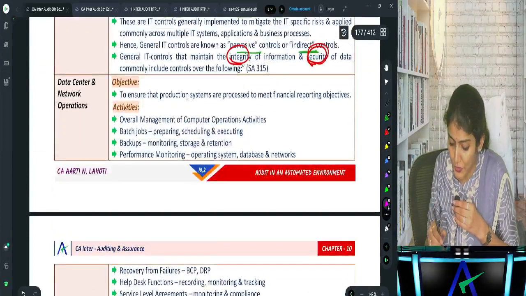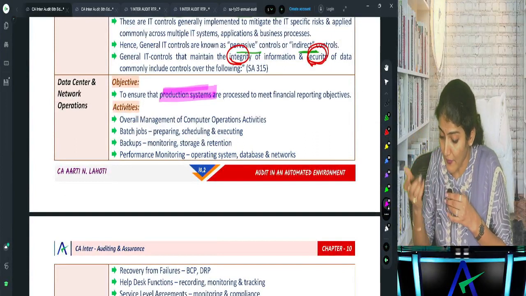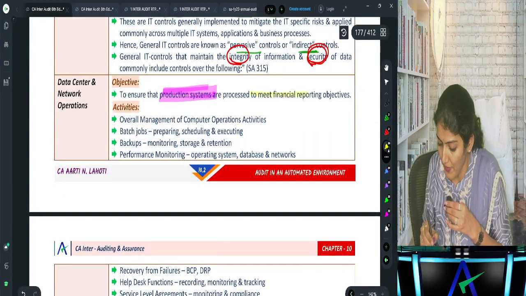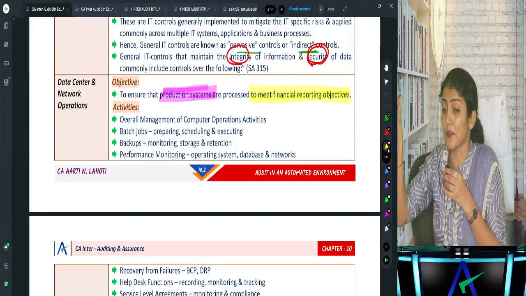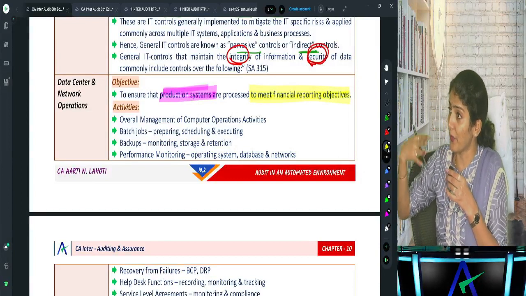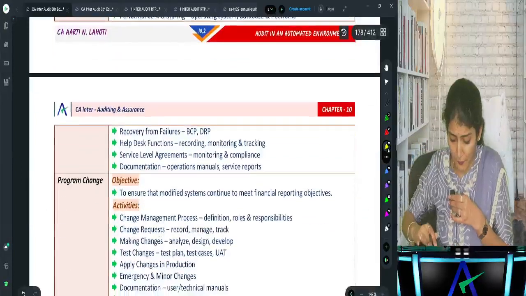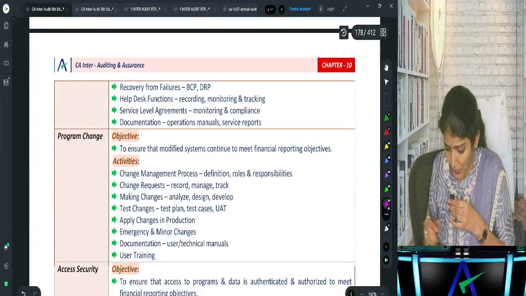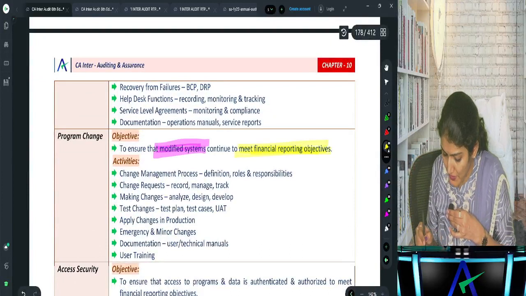It says to ensure that production system, whatever is the data of the company, is processed to meet the financial reporting objectives. That means to meet the accounting objective of true and fair. Okay, financial statement should give a true and fair view. Only then auditor can express an opinion, true and fair. Then what does it say for program change? Modified system continue to meet the financial reporting objective.